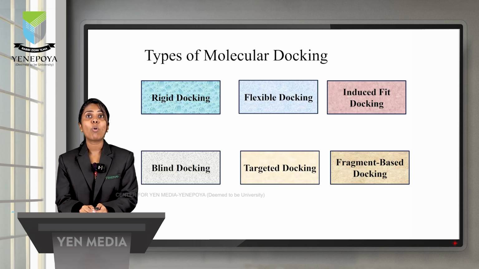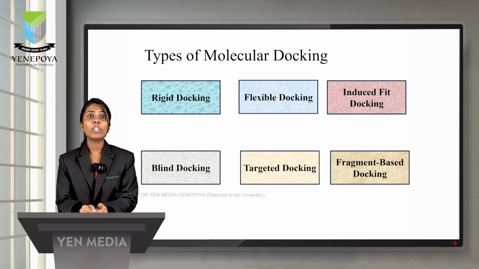So, these are the types of molecular docking. It can be rigid docking, flexible docking, induced fit docking, blind docking, targeted docking, and fragment-based docking. Rigid docking means both the target as well as the ligand are rigid in nature. Flexible docking means only the ligand is flexible, so it can generate all the conformations, whereas the protein is in the rigid form. Induced fit docking means both the ligand as well as the protein are flexible in nature.